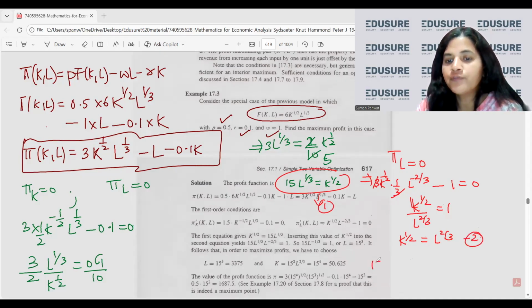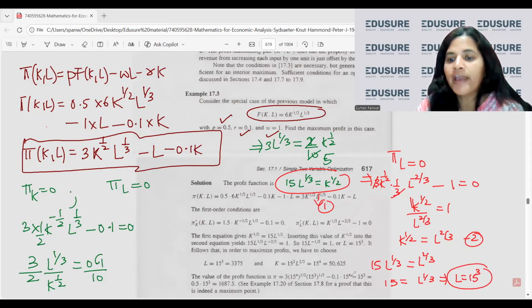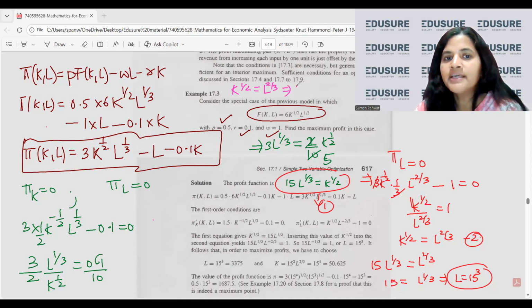Use 2 in 1. So 15 L power 1 by 3 is equal to L power 2 by 3. So 15 is equal to L power 1 by 3. So L is equal to 15 cubed. That is my value for L. And now I can calculate the value of K also. So how do we calculate the value of K? We know that K power half is equal to L power 2 by 3. That means K is equal to L power 4 by 3. So we are squaring. So 15 cubed power 4 by 3. So that is 15 power 4.